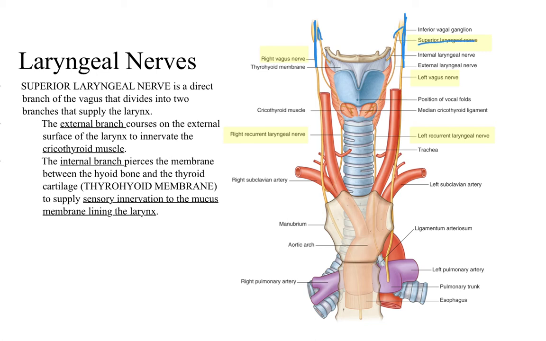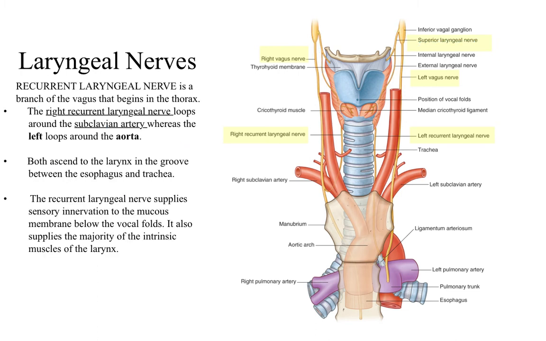And the superior laryngeal nerve has two branches. The external branch is going to innervate the cricothyroid muscle. So that would be this branch right here. And then the internal branch is going to pierce through the thyrohyoid membrane and innervate the mucous membranes of the larynx, supplying sensory innervation.